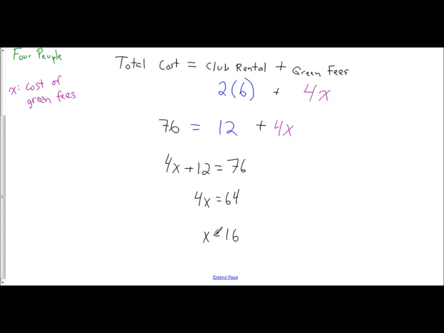You don't write down x equals 16 because the problem says what were the green fees for each person. And our cost of green fees, this is based off of for each person. The reason we know it's for each person is we did 4 times x. We took the number of people into consideration in our equation. So what's our answer? Our answer is the green fees are $16 per person.